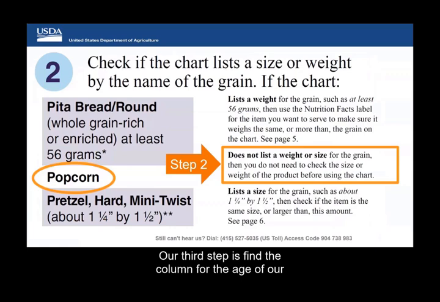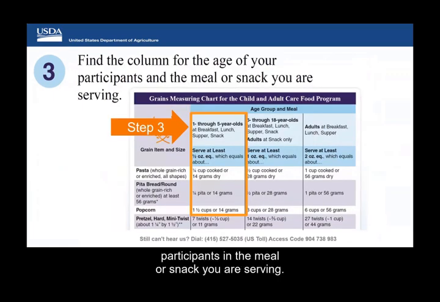So our third step is to find the column for the age of your participant and the meal or snack you are serving. We said we want to serve popcorn to 5-year-olds at snack, so we look for the 1 through 5-year-olds column and follow that column all the way down to the popcorn row. The popcorn row and the 1 through 5-year-olds column intersect, or meet each other, at 1½ cups. So now we know we need to serve 1½ cups of popcorn to meet the minimum amount of grains required for 1 through 5-year-olds at snack in the CACFP.